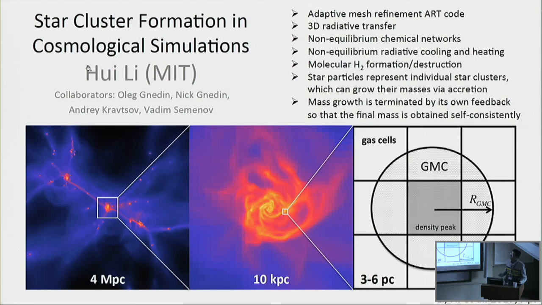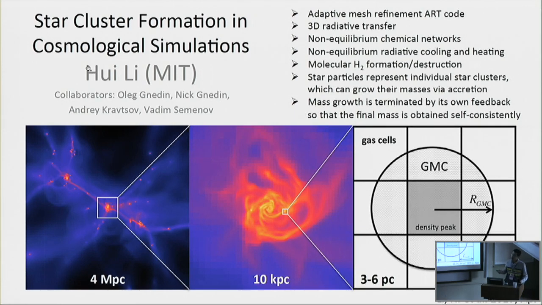Recently I'm designing a new algorithm to try to form star clusters in cosmological simulations. In this algorithm, each individual star particle represents a star cluster that is formed in the density peak of the molecular gas. Once the star cluster is formed, it starts to accrete mass from the adjacent environment. I also include stellar feedback processes so that this continuous growth of mass will be terminated self-consistently, so that the final mass of the cluster is obtained self-consistently.